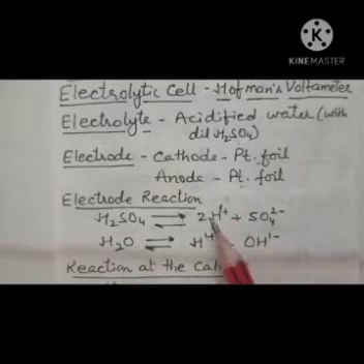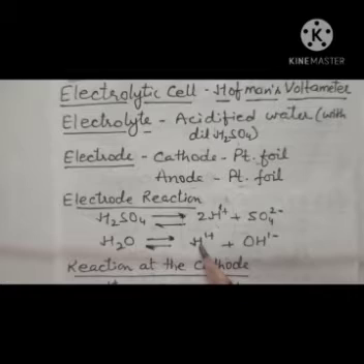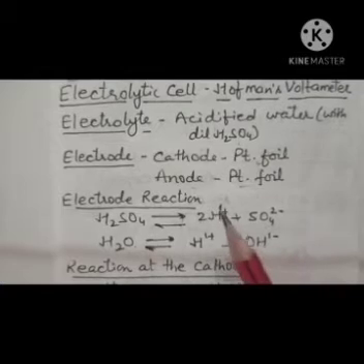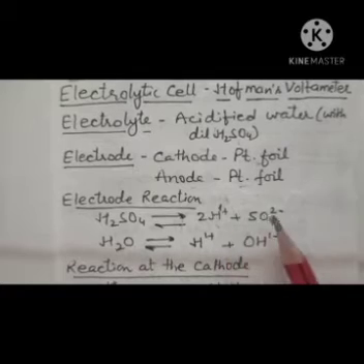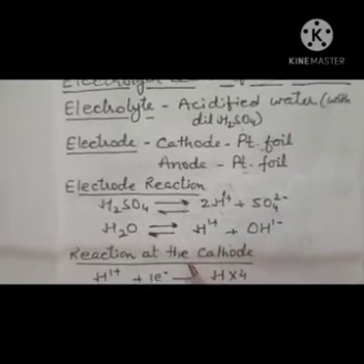So positive ion is only one, that is your hydrogen ions. Both are the same, right? The hydrogen ions are there, and negative ions are sulfate ions and hydroxyl ions. Now positive ions migrate towards the cathode, and negative ions will migrate towards the anode. So what is the reaction at cathode?